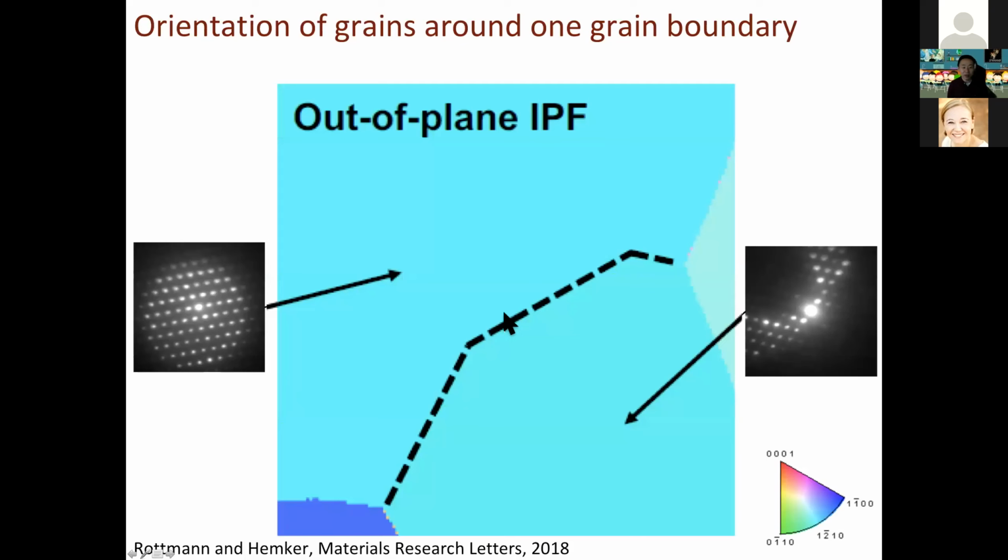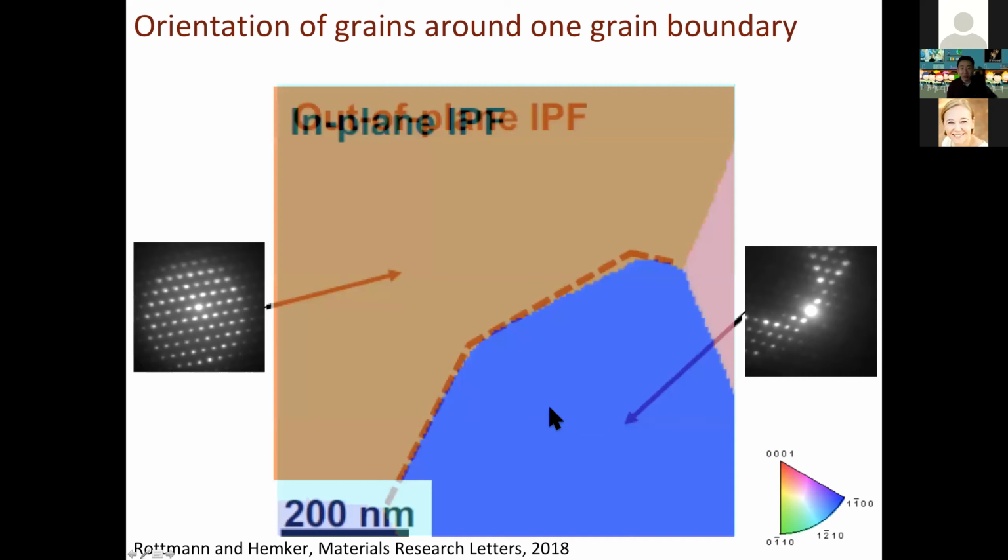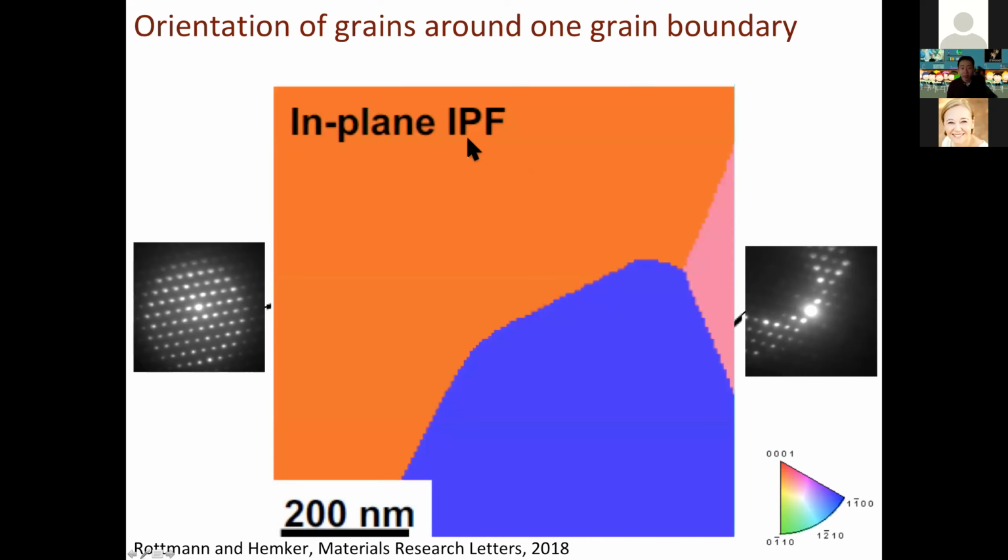Okay, now let's look at the grain boundary. We were lucky to find an area where we have 2 grains having very similar out of plane orientation, but rotated in plane. So it's more like a tilt boundary. What you see here is the out of plane orientation map, or IPF, inverse pole figure. They have similar color, but if we do the in-plane orientation mapping, they show different colors.